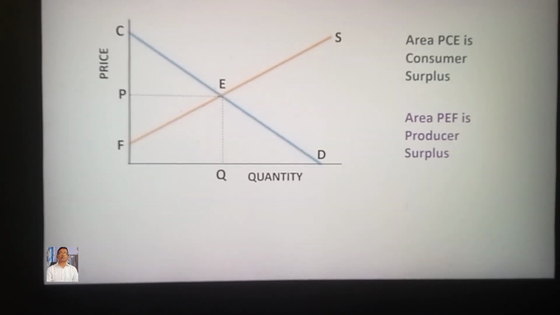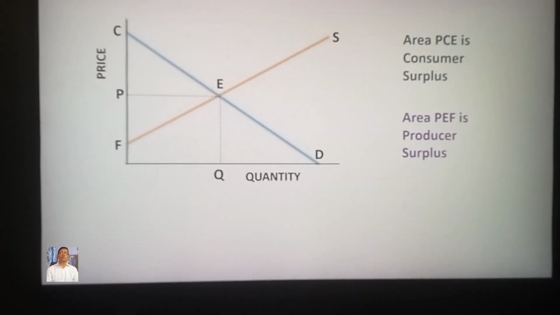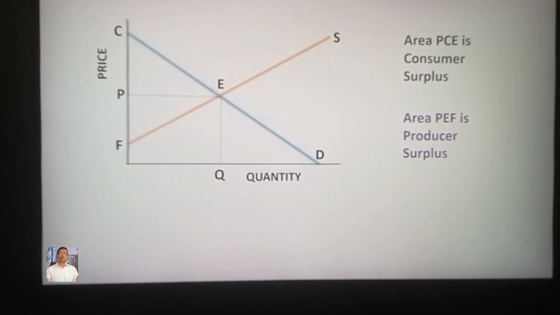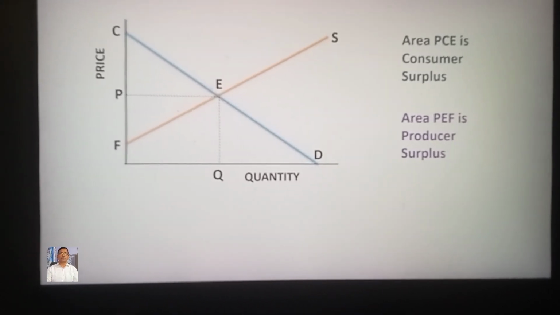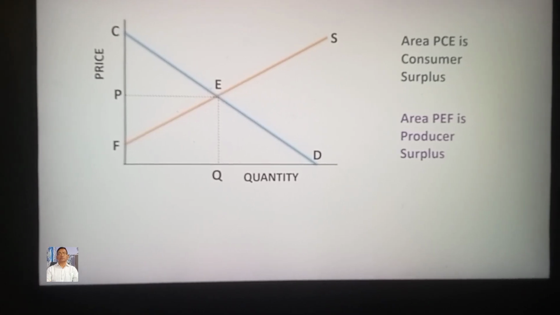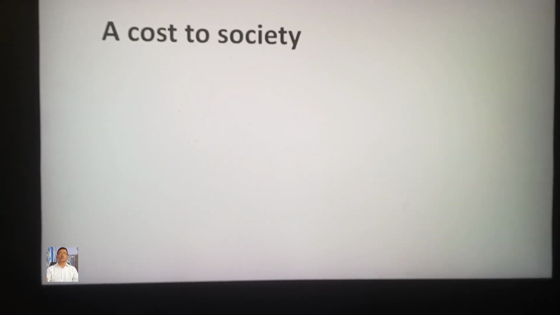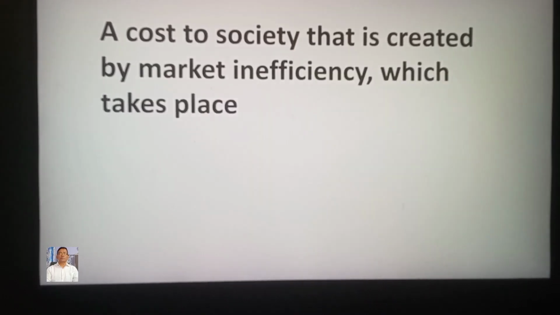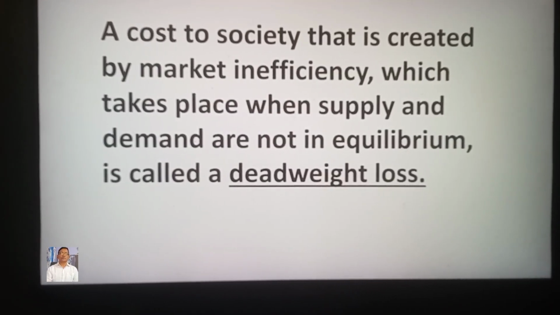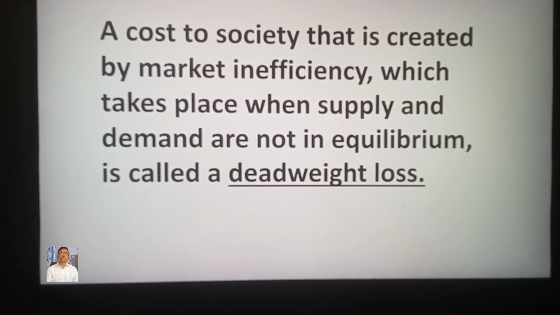Any distortion such as taxes, price floors or ceilings can reduce total surplus by creating a deadweight loss, which is a key concept in welfare economics. Now, what is deadweight loss? A cost to society that is created by market inefficiency, which takes place when supply and demand are not in equilibrium, is called deadweight loss.